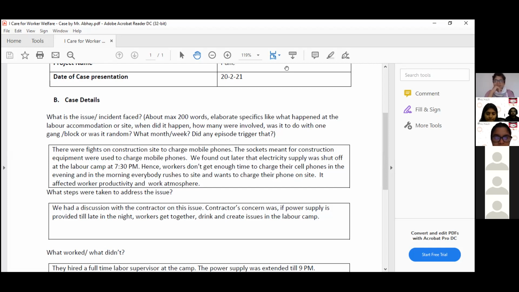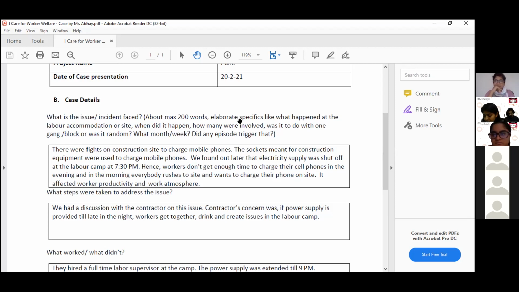So under the guidance of my safety officer, we went to the project manager to understand why this was happening. We called an open town hall for all the laborers to understand why everybody wants to charge their phones every morning and every plug socket is busy. We got three major feedbacks. First, the mobile was their only source of entertainment in the late evenings.